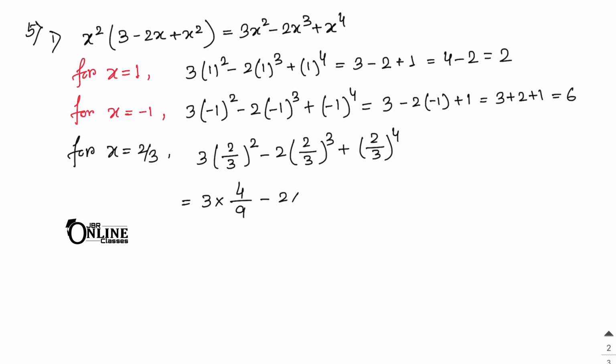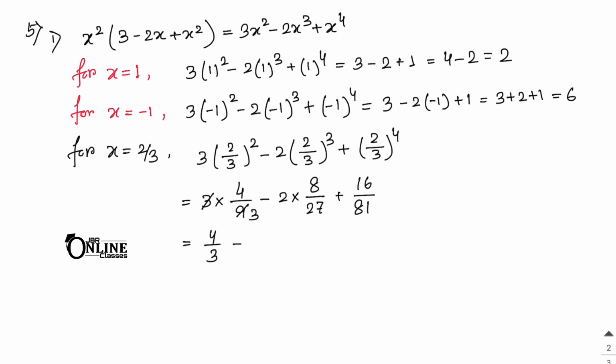Now for the next one, here 2 to the power 3 means 8, 3 to the power 3 means 27. And the next one, 2 to the power 4 means 16, 3 to the power 4 becomes 81. You know that 2 to the power 4 means you have to multiply 2 four times, that means 2 into 2 into 2 into 2. And 3 to the power 4 means multiply 3 four times, 3 into 3 into 3 into 3. Now here 3 cancels out with 9. It's 4 by 3. After that it's 16 by 27. And the last one 16 by 81.